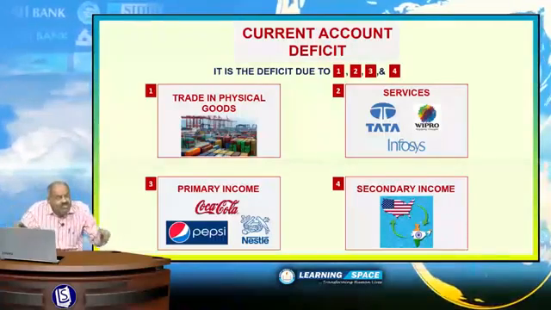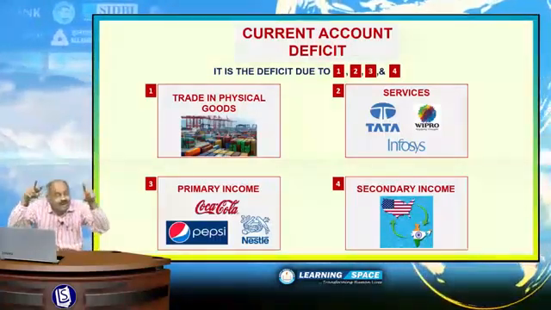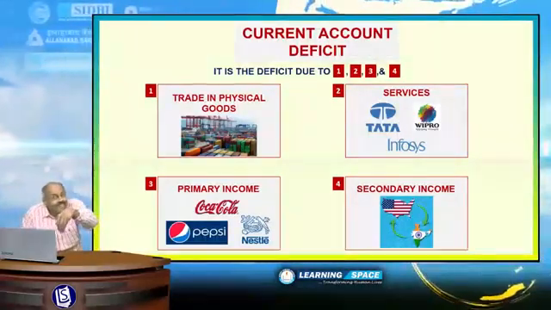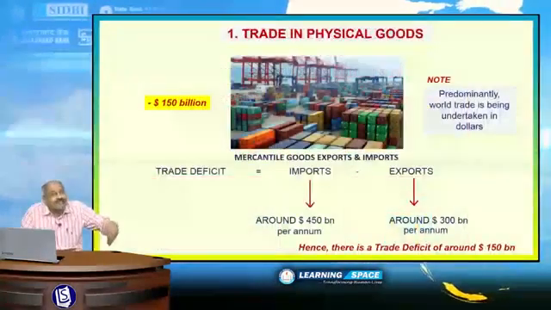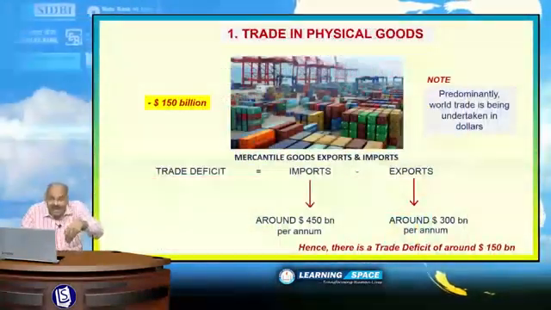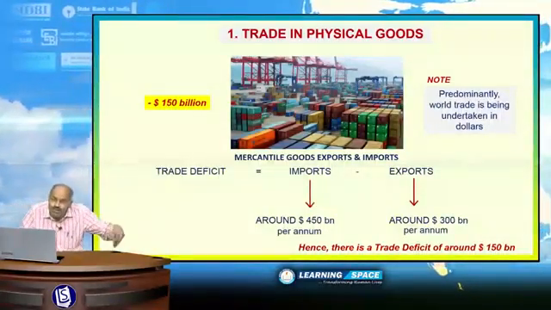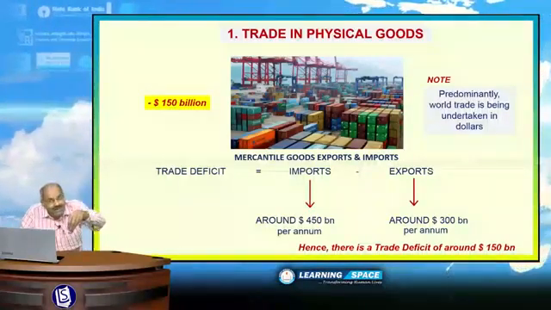So current account deficit is the sum total of trade in physical goods, services, primary income and secondary income. We have already discussed trade in physical goods, that is a trade deficit, and we have already discussed that trade deficit is around $150 billion. That means on the physical goods front, our transaction is minus $150 billion.